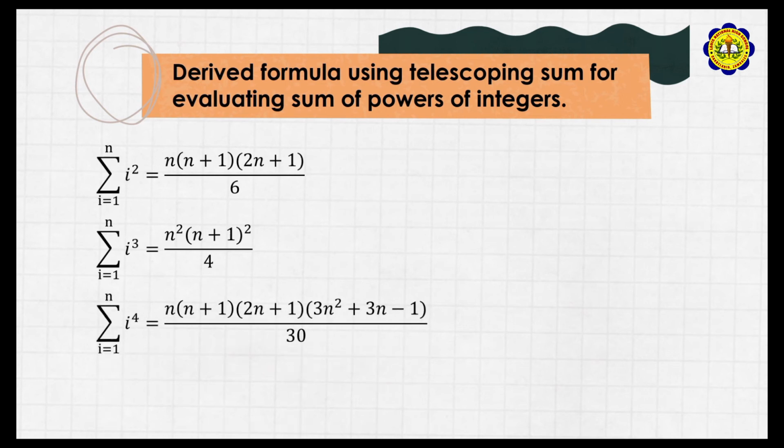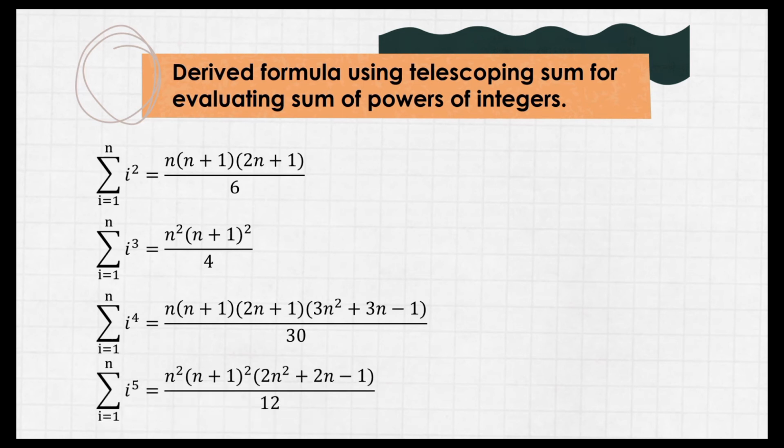The third, the summation of i raised to 4 from i equals 1 to n is equal to n times (n plus 1) times (2n plus 1) times (3n squared plus 3n minus 1) over 30. The last, the summation of i raised to 5 from i equals 1 to n is equal to n squared times (n plus 1) squared times (2n squared plus 2n minus 1) over 12.